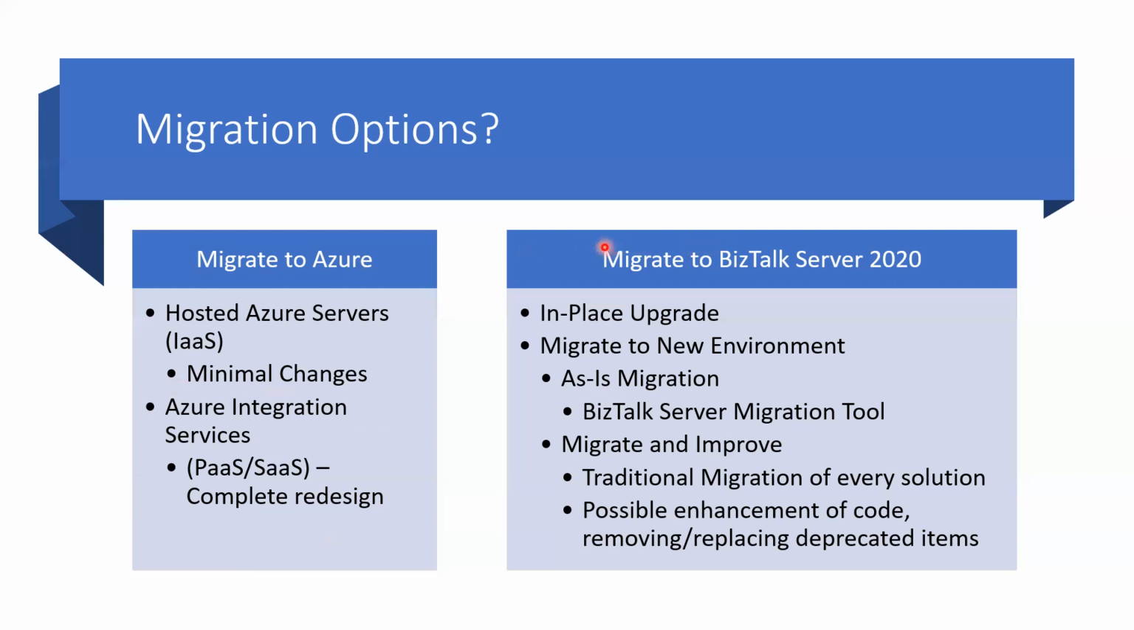The other option is if you simply want to stay on BizTalk 2020 and not do anything with Azure. In that case, there are two options. The first option is an in-place upgrade. So what exactly is an in-place upgrade? You have a BizTalk 2016 infrastructure already present, and you migrate it to 2020.